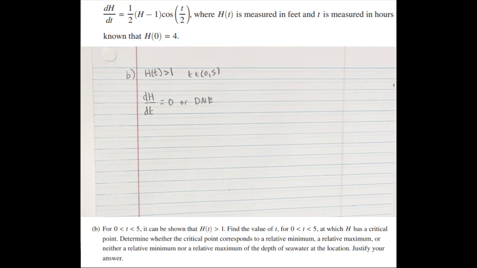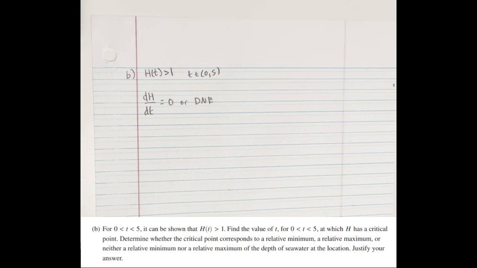Looking at this function, dh over dt equals 1/2 (h minus 1) cosine of t over 2. If h is always greater than 1, there should not be any points at which it does not exist. So we don't really have to consider that for this problem, but keep in mind that critical point means equals 0 or does not exist. In this case, no does not exist. Determine whether the critical point corresponds to a relative minimum, maximum, or neither.